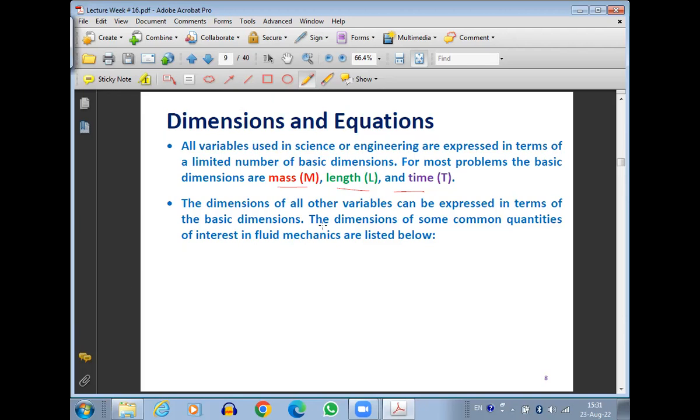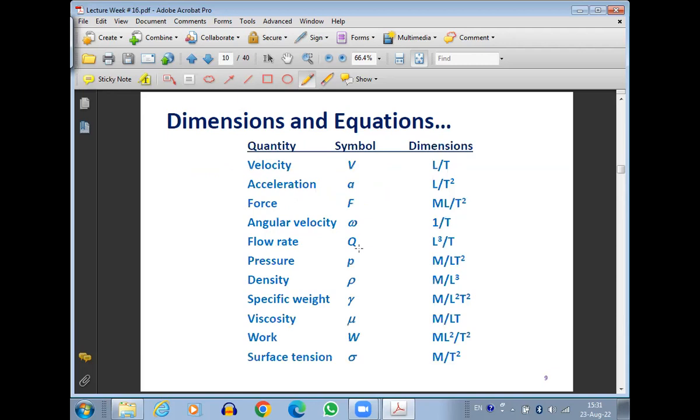The dimensions of all other variables can be expressed in terms of the basic dimensions. The basic dimensions of some common quantities of interest in fluid mechanics are listed below. For example, velocity is length by time, and acceleration is length by time squared.